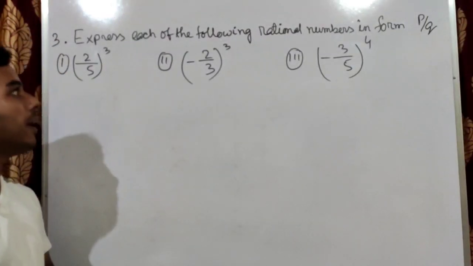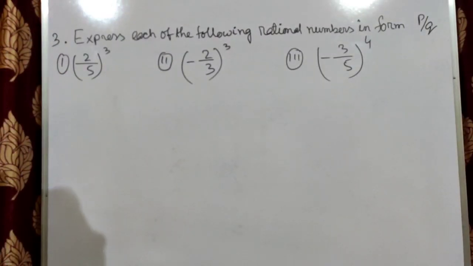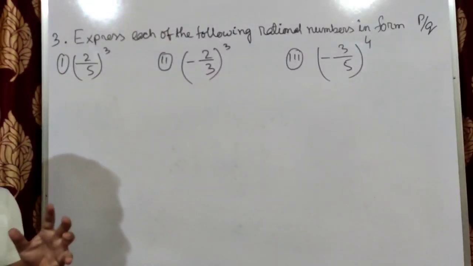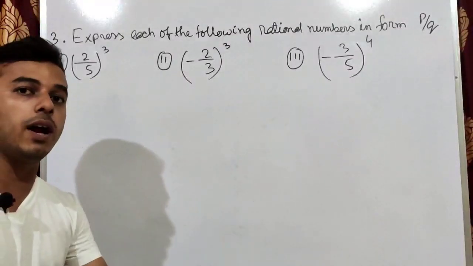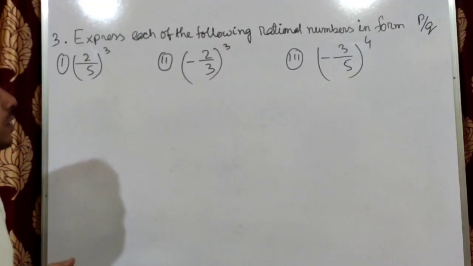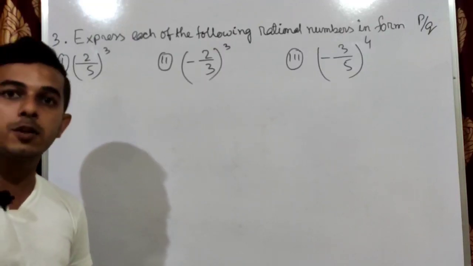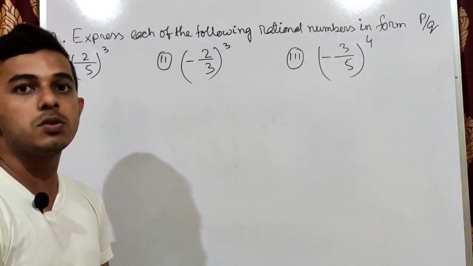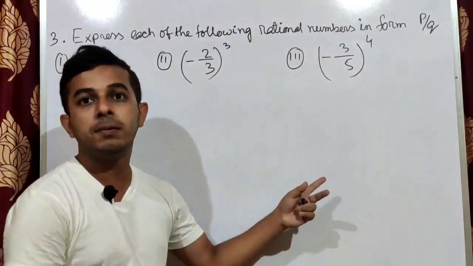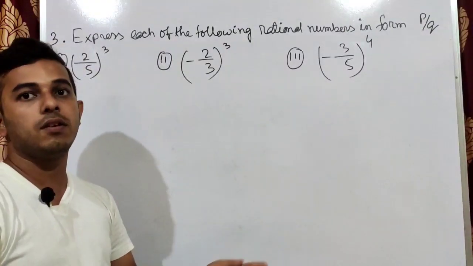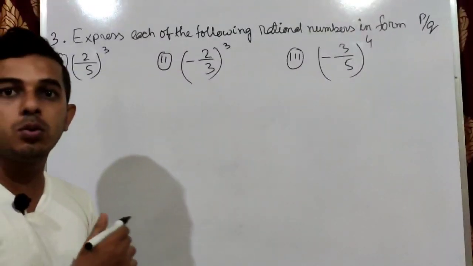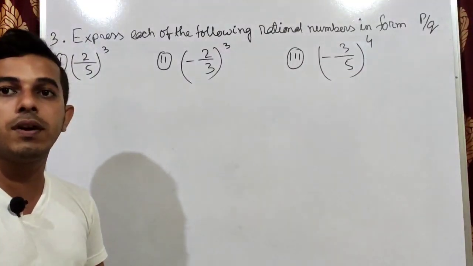Here the question is, express each of the following rational numbers in the form p by q. For this, let us recall what we have done in our earlier question. Our earlier question was the same: express each of the following rational numbers in exponential form. We had numbers like 8 by 125, and we expressed it as 2 cube by 5 cube, that means 2 by 5 whole cube.